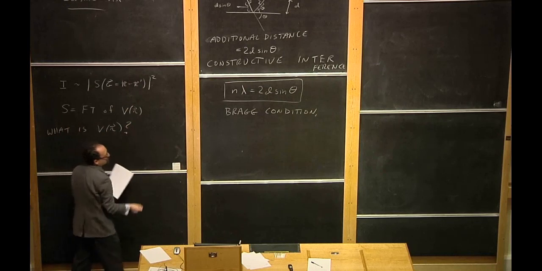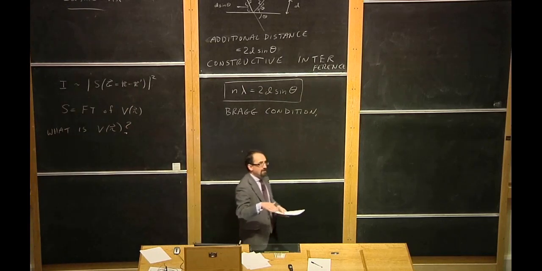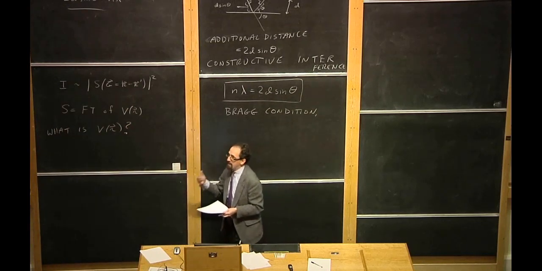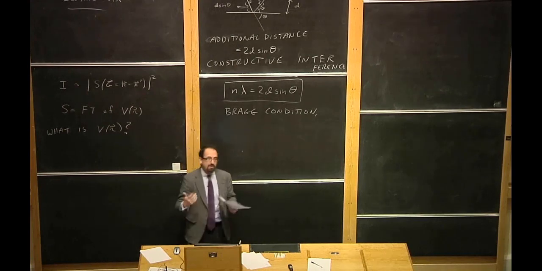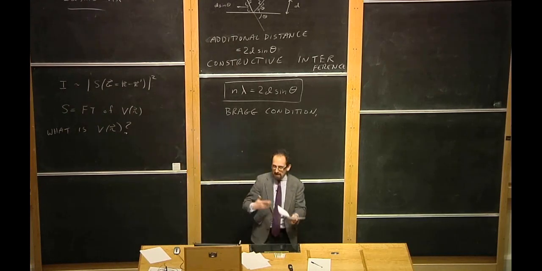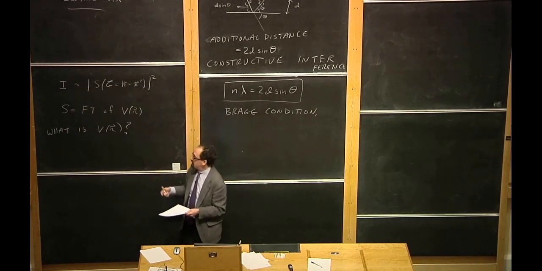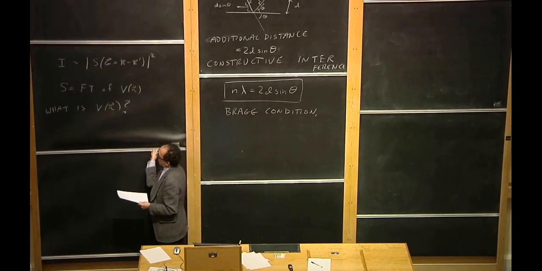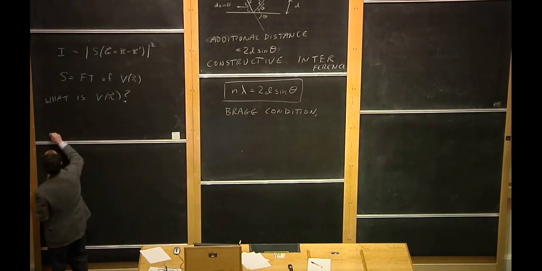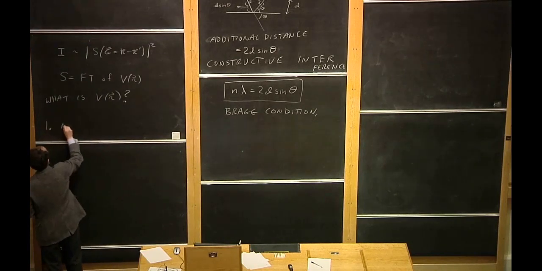What V of r is, the potential your wave feels as it goes into the crystal, depends on the crystal, but it also depends on what kind of wave you're using. The wave interacts with the crystal very differently depending on the type of wave that you're using. So the easier case to think about is neutrons. So case 1, neutrons.